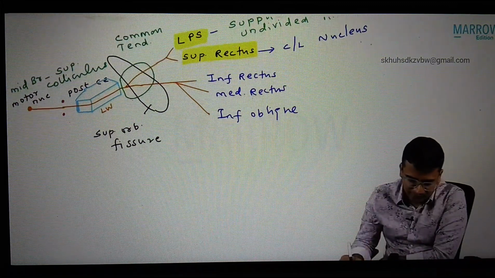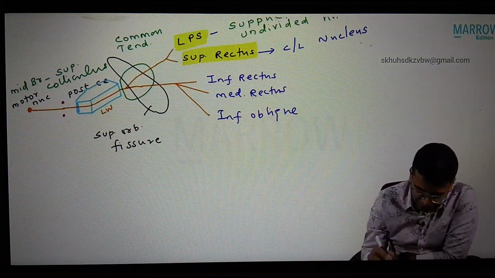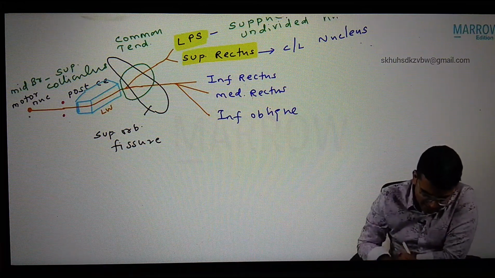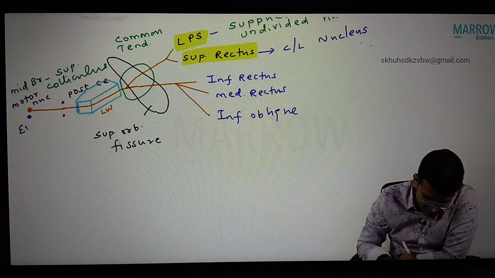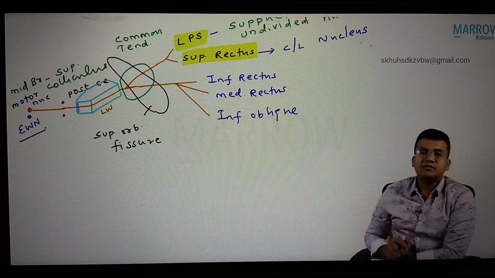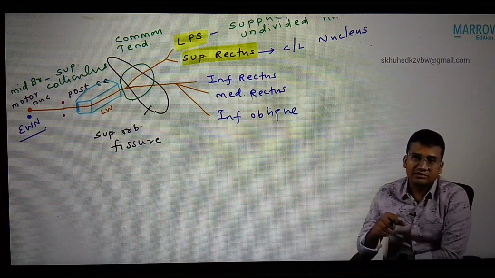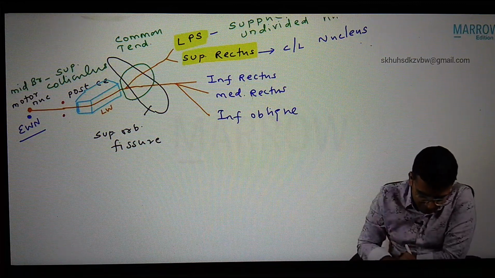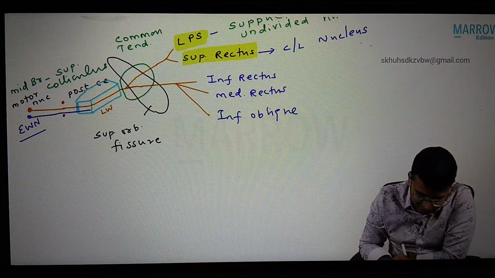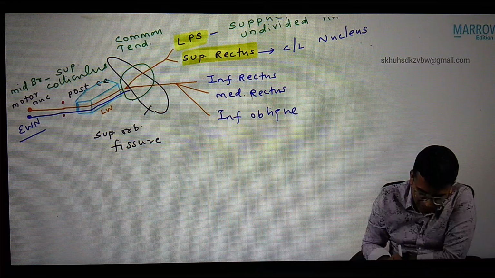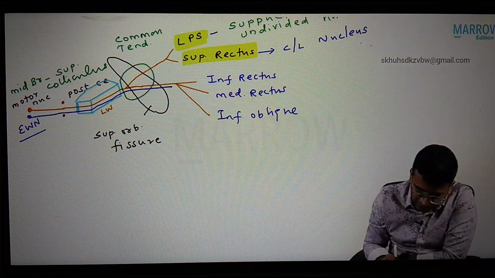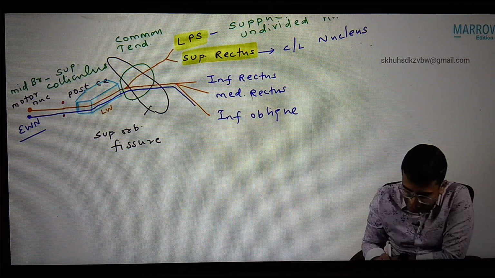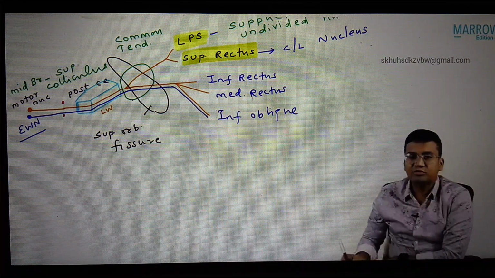Now next one, your Edinger-Westphal nucleus. We're going to trace the Edinger-Westphal nucleus. This is the Edinger-Westphal nucleus fiber. It is a parasympathetic fiber, carrying general visceral efferent fibers. From here, the fibers are carried by the oculomotor nerve, and then to the inferior division of the oculomotor nerve, and then the fibers pass along the nerve to inferior oblique.